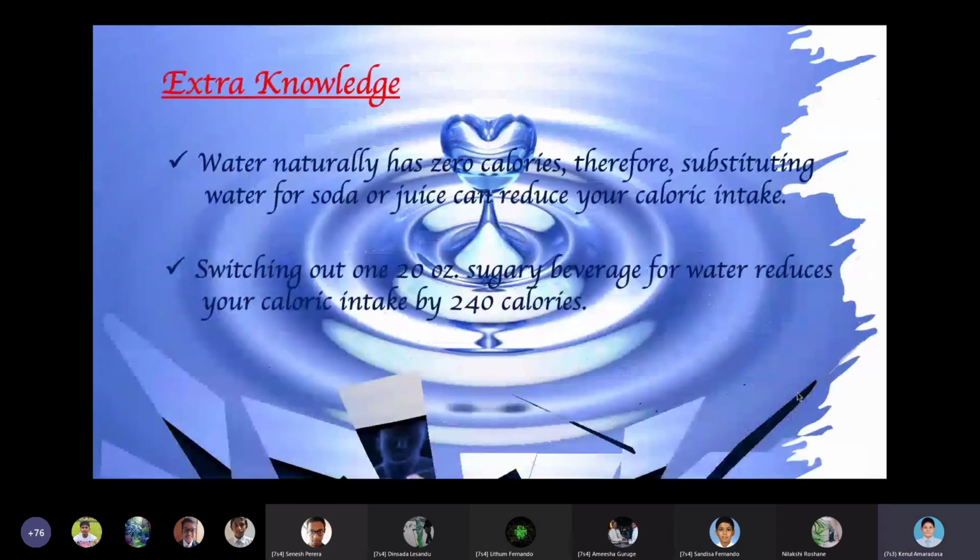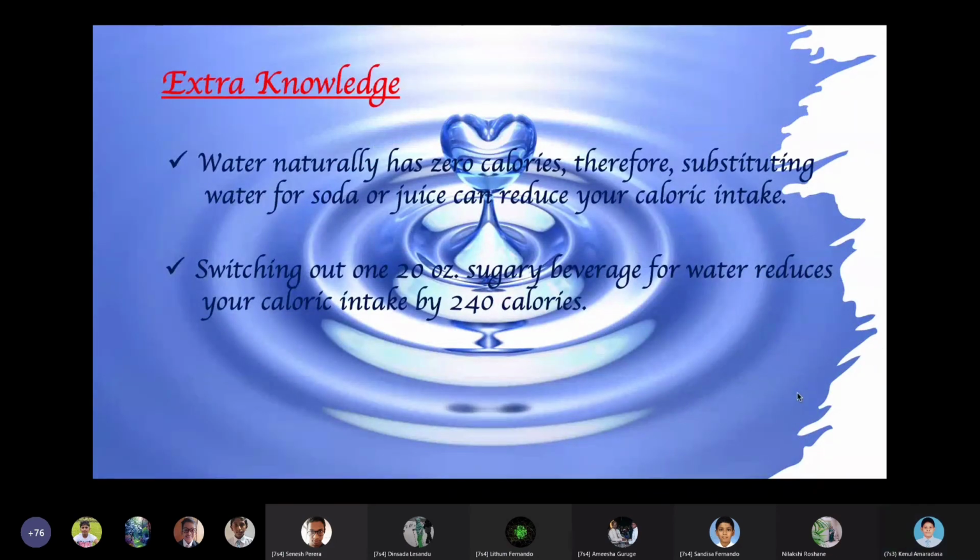I have some extra knowledge for you guys. Water naturally has 0 calories, therefore substituting water for soda or juice can reduce your calorie intake. Switching out a 120 oz sugary beverage for water reduces your calorie intake by 240 calories.